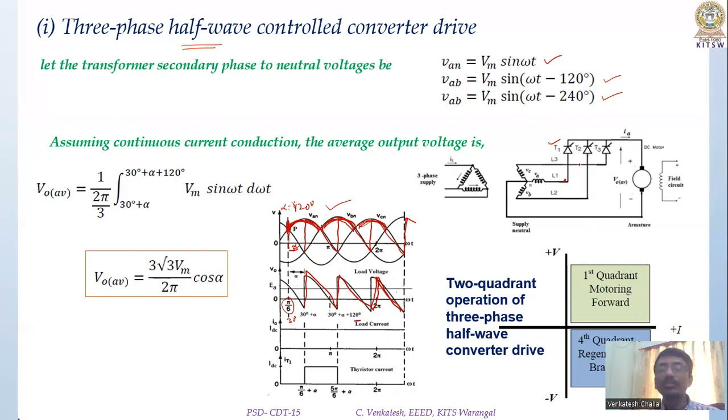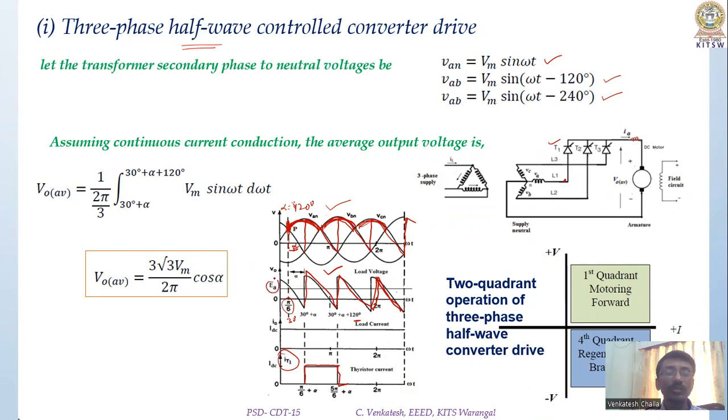Normally for a three-phase system, the motor size is very large, which has large inductance, or in addition an inductor can be added here. Therefore current is almost continuous. And you can see here, this is IT1, the current through thyristor 1. It is turned on at 30 degrees plus alpha, conducts for 120 degrees, and then turns off, and then turns on again. So for this type of output load voltage, what will be the average output voltage for this waveform?